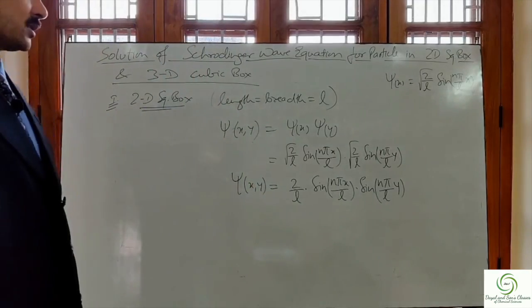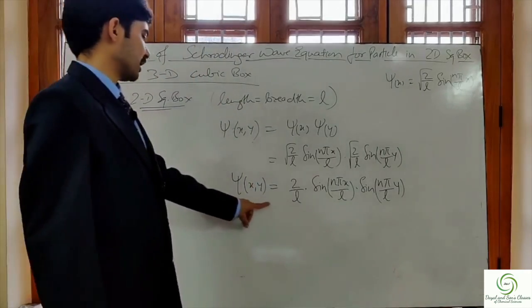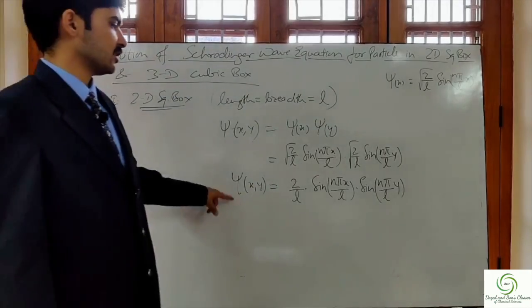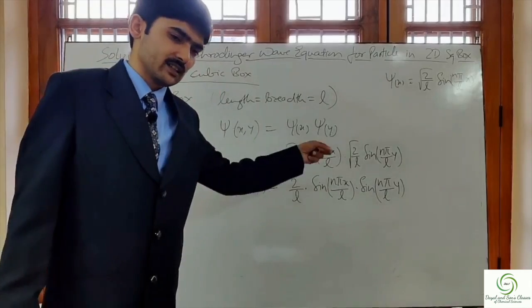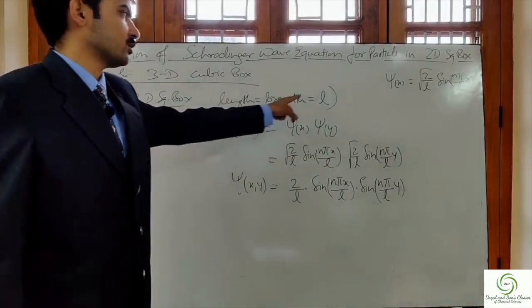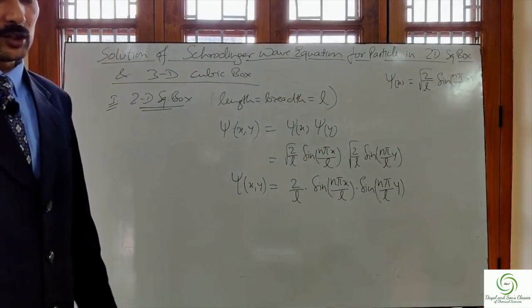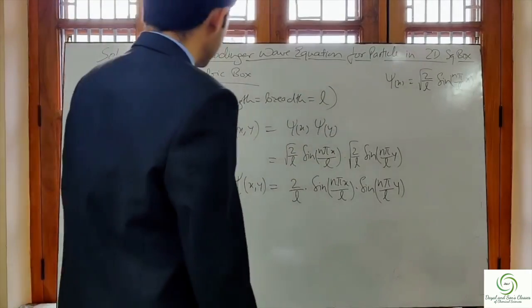I hope this is clear. So this will be the expression for the value psi for a particle in a 2D square box of length L whose sides are equal to L. I hope this is clear. Now let us see the energy for this.